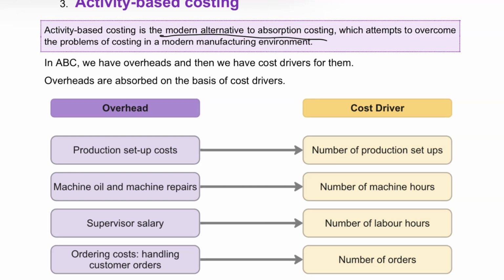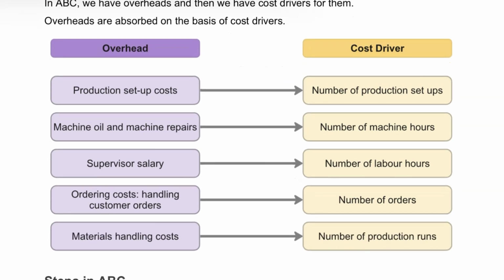But the difference in activity-based costing is overheads are absorbed based on their specific cost drivers. So therefore, we may use multiple cost drivers. For instance, for the overhead production setup cost, we understand what will drive this cost. So production setups are driven by the number of production setups. So that will be the cost driver. Then machine oil, machine repairs will be driven by number of machine hours. How long do we run a machine? Supervisor's salary will depend on how many hours he or she works, so the number of labor hours.